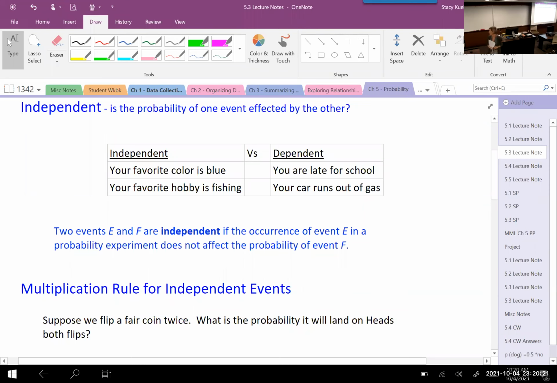Let's look at the second column over there. You are late for school, your car runs out of gas. The probability that you are late for school, the probability that your car runs out of gas. Do you think that the probability of one has an impact on the other? Technically, if you run out of gas, you're probably going to be late for school, correct? Then those two events, the ones in the right-hand column there, are not considered independent, right? The probability of one thing does, in fact, impact the probability of the other. So that's what we mean when we think about independence, okay?